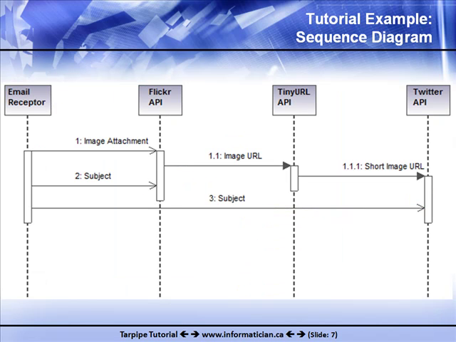In more detail, we want to take an email, take the attachment from that email and post it on Flickr, use the subject line from that email as a caption on Flickr, and also that subject line will become our Twitter update. Once the picture is posted on Flickr, a URL will be generated for that picture. We need to shorten that URL, and there is a specific module within Tarpipe that can do that for us. And once the image URL is shortened, we're going to use that in our Twitter update as well. So that's what the sequence diagram for our use case looks like.